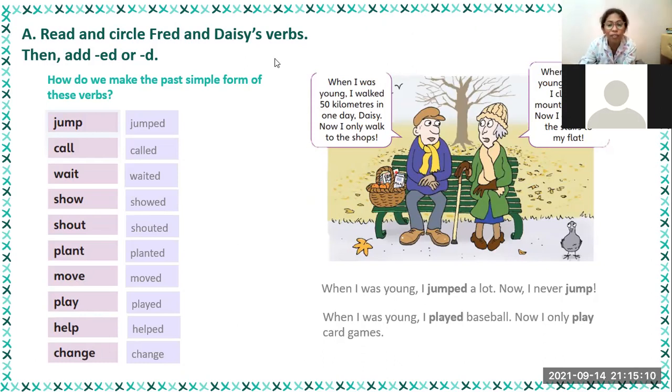Teacher Ann said, if you want to make the verb past tense, like jump, this is present tense. If you want to make it past tense, you will have to add ED. Okay? You understand now? Like call. Call is the present tense of the verb. You want to make it past tense. So you add ED. It's called. Okay? You understand?